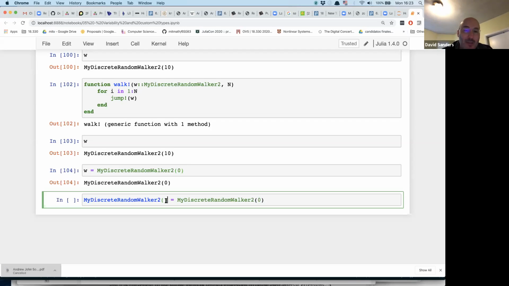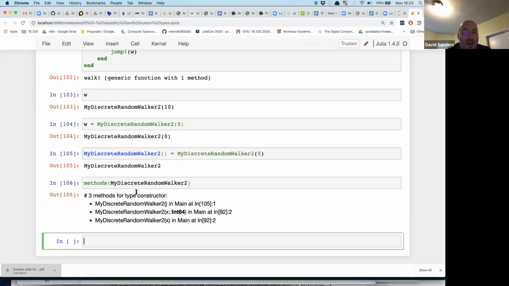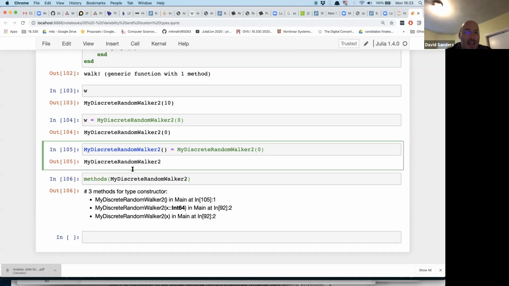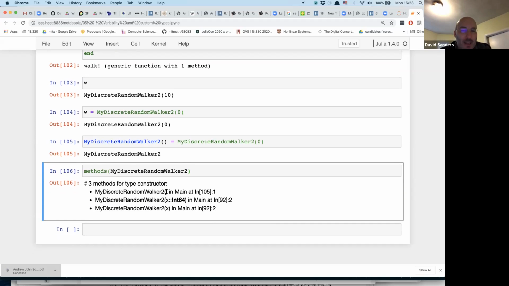Okay, so this is creating a new method of this function. How do I know that? Because methods of this now has 3 methods. Why does it have 3 methods? Because I should have done it before I did this. It already had 2 methods actually. So basically there's an automatic conversion that it tries to do as well. That's what the other method is. And now I've added this one with no arguments.